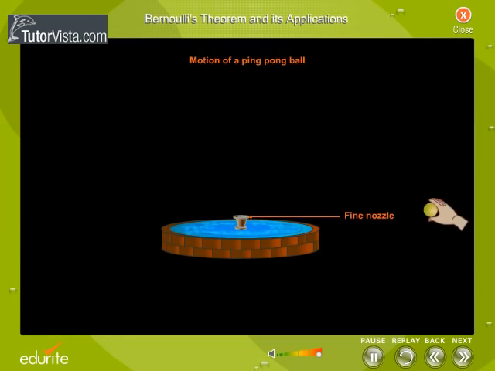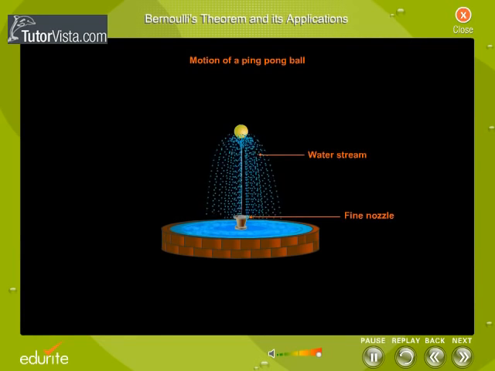Motion of a ping-pong ball. Place a ping-pong ball in an upward stream of water as shown here. We observe that when a continuous stream of water gushes out of the nozzle, the ball rises to a certain height above the nozzle and stays at that height against the gravitational pull and starts spinning.